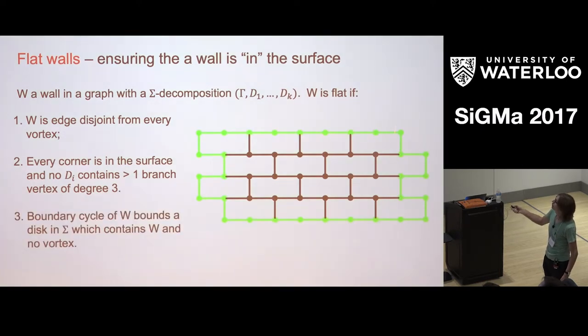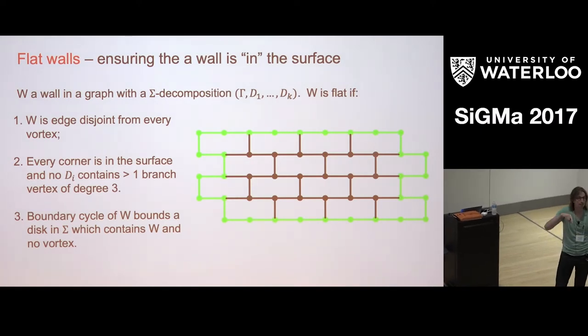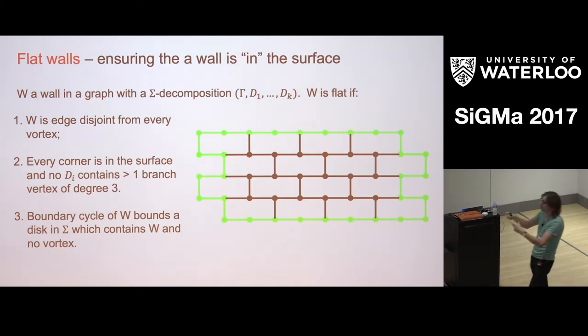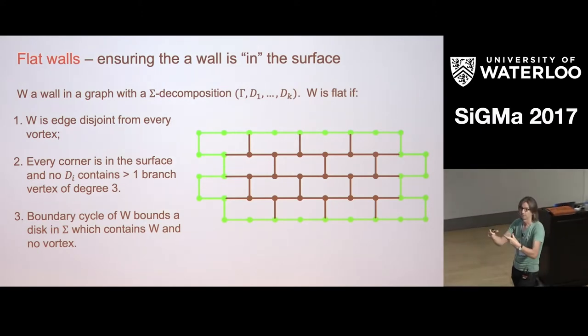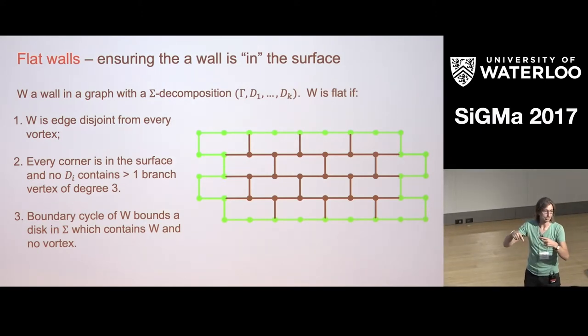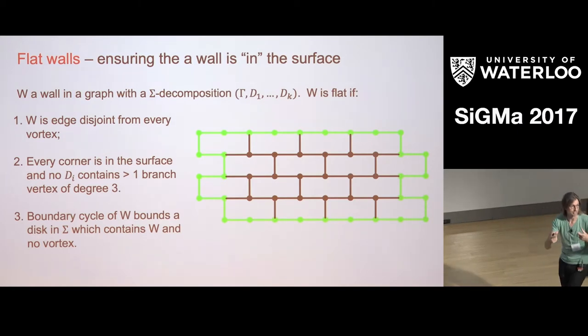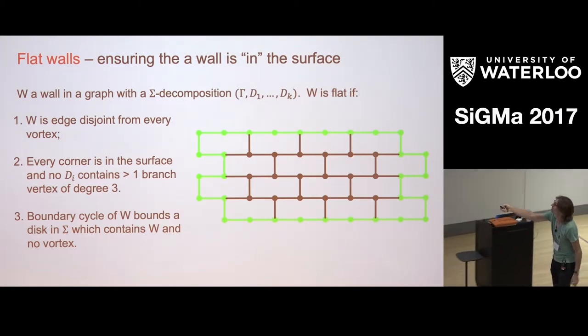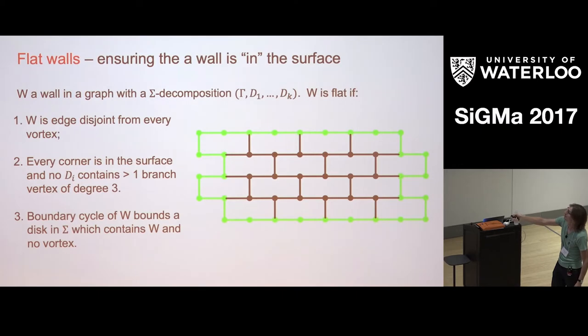And now if I look at the boundary cycle here going around the wall, that defines a closed curve in the surface that I'm looking at in sigma. So that closed curve has to define a disk, right? In general, a closed curve in the torus is not necessarily going to define a disk, right? But I want this closed circle here to define a disk. And everything inside that disk has to contain the wall W and not contain any vortex.